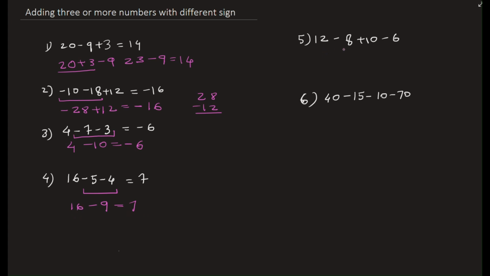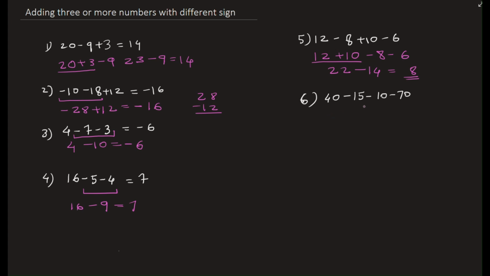Then I have 12 minus 8 plus 10 minus 6. So I write it in another way. I write the two positive numbers together, 12 plus 10, then minus 8 and minus 6, the negative numbers together. If I break the sum, it is 12 plus 10, which equals 22, and then negative 8 minus 6, which equals negative 14. So 22 minus 14. The answer for 22 minus 14 is 8, and the sign of the answer is positive. It is positive 8 as the number with greater absolute value is positive.